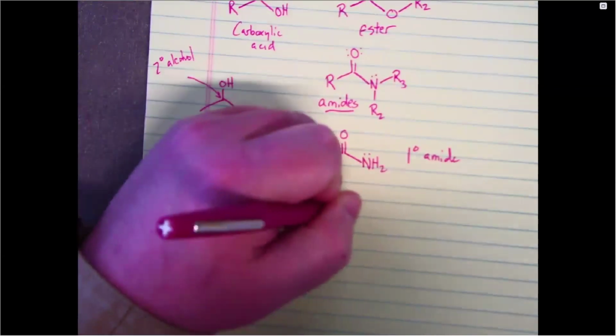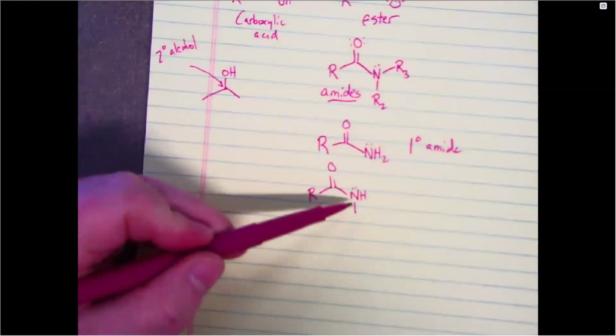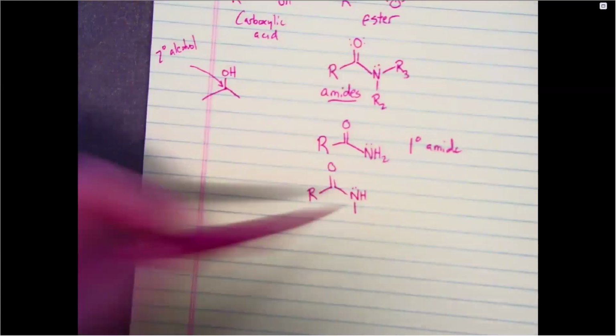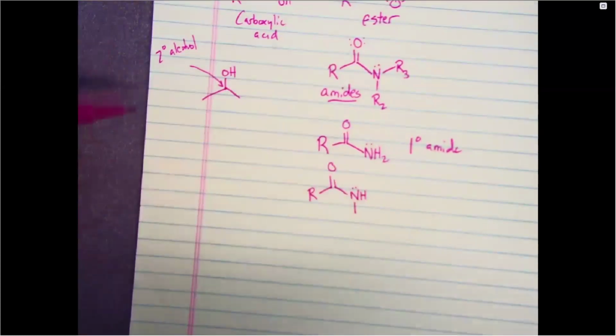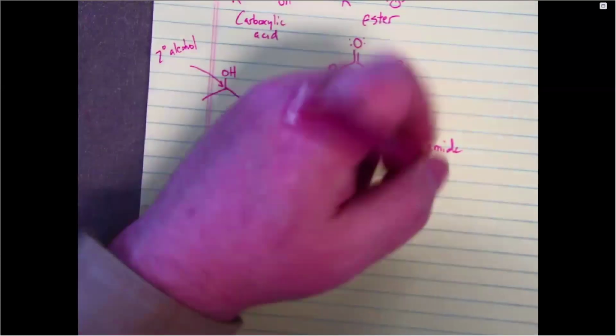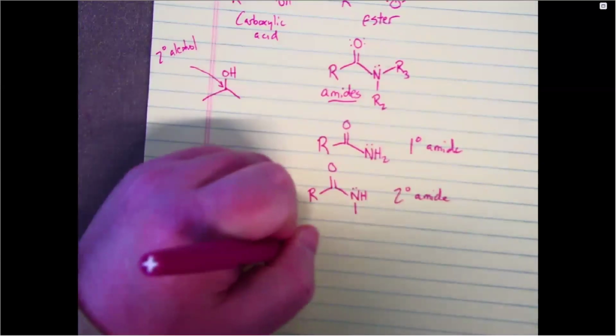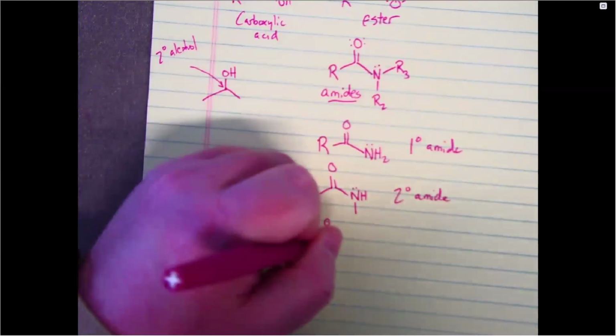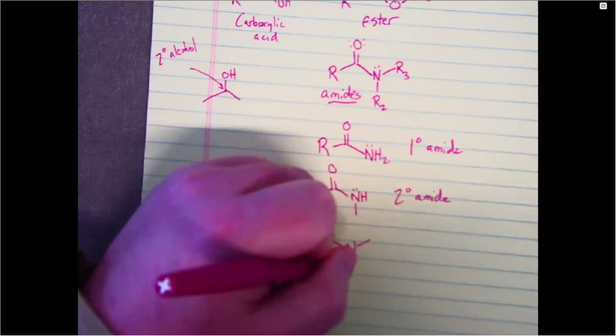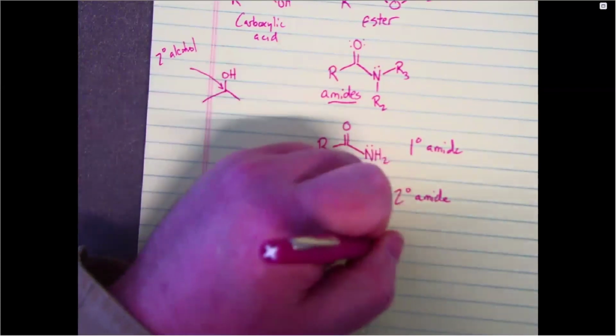What if our nitrogen was bound to two different carbons and a hydrogen? We would call that a secondary amide. And if our nitrogen was bound to three carbons, a tertiary amide.